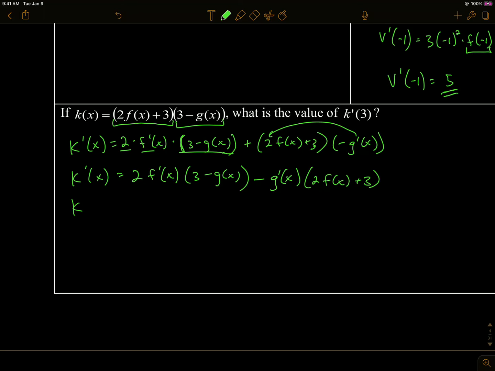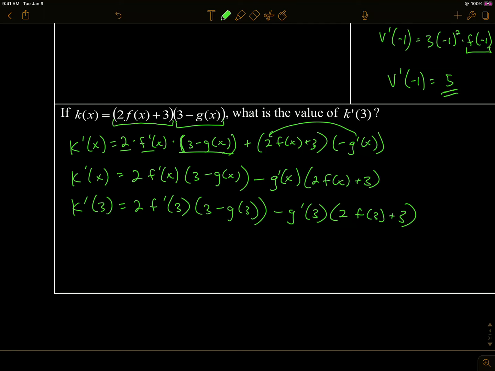So now I'm going to plug 3 into that mess. Go pull the relevant information off of the table and find out that the answer is negative 46. Again, you can pause the video and see if you can do that. That's product rule. Quotient rule is up next.